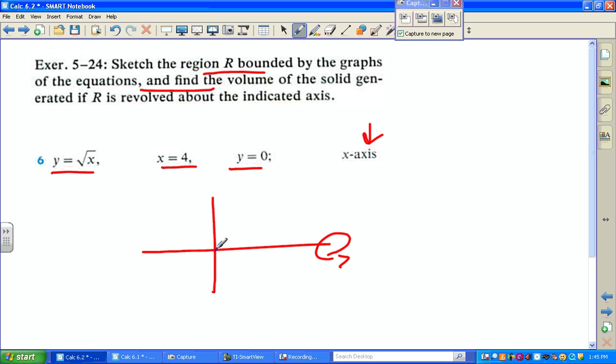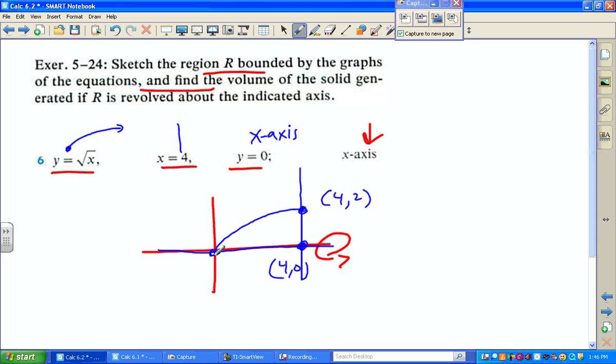So square root of x. X equals 4 is a vertical line. This is a start and a flare. And this is the x-axis. Okay? So that's the region that I'm rotating around the x-axis. This point right here is obviously going to be 4, 2. This point right here, 4, 0. This point right here, 0, 0.